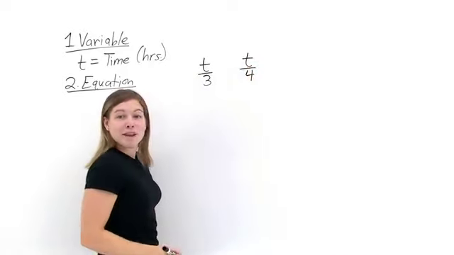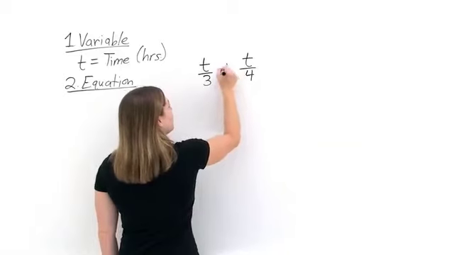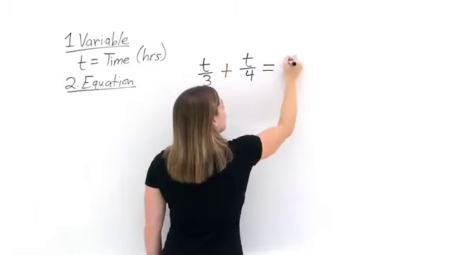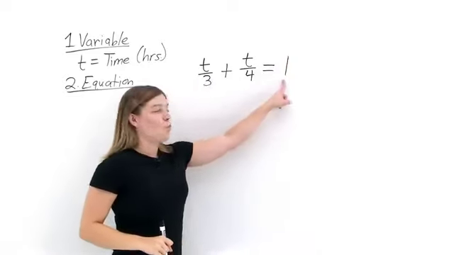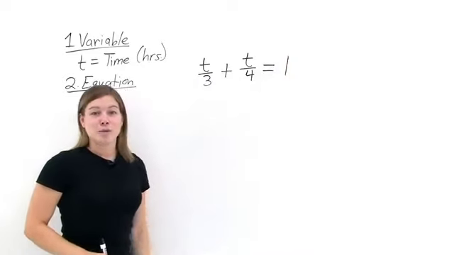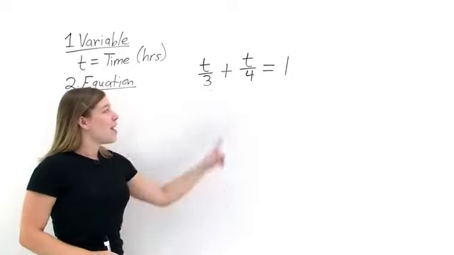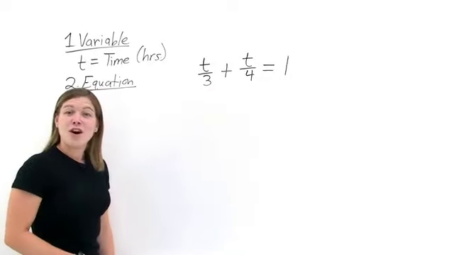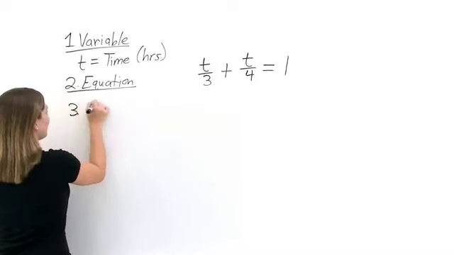Now remember, Bill and Jason are working together. So we need to combine their efforts. And in our problem, we want to know how much time it takes them to wash one car. So we need to set our expression equal to 1. Now we have an equation that includes t. In order to get our answer, all we need to do now is solve for t.